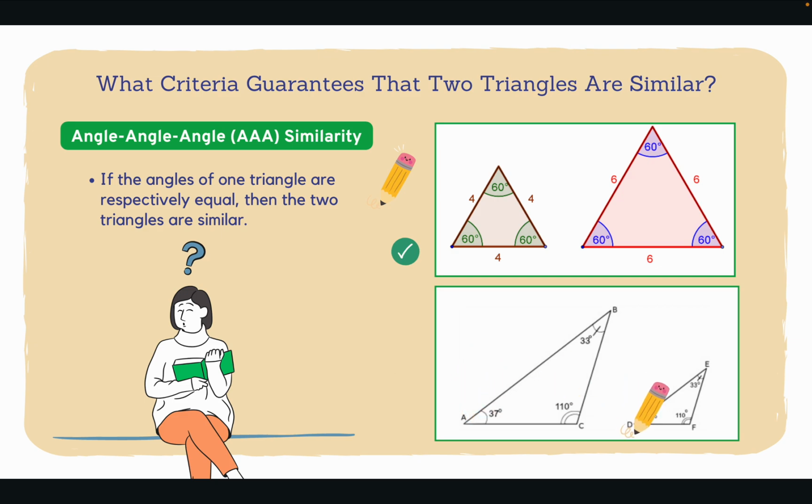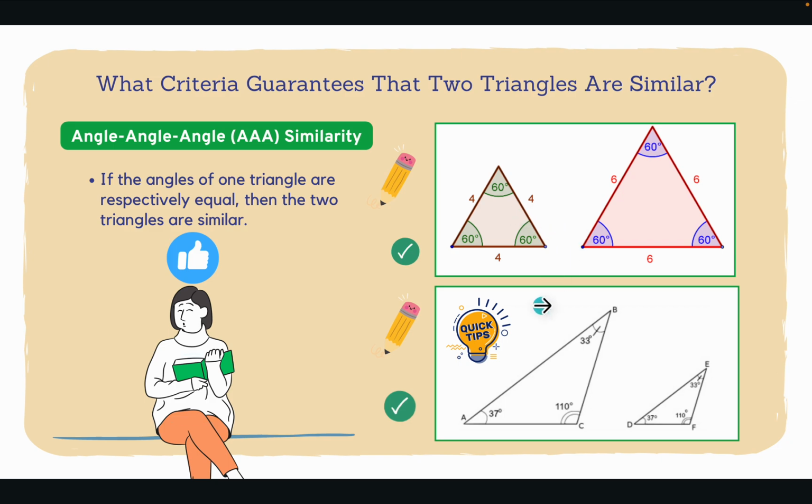But what happens when your angles aren't quite so easy to figure out? Let's look at the next one. 37 degrees, 33 degrees, 110 degrees, and 110 degrees. Indeed, the angles are the same on all three corners. But here's an interesting hint. Do you really need to check all three angles? Or would 2 be sufficient?